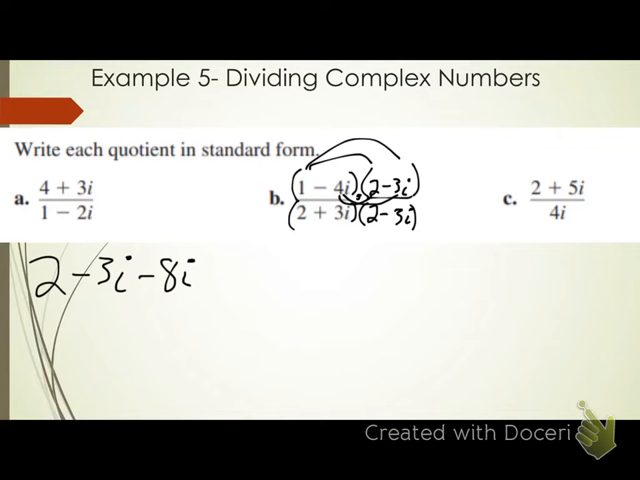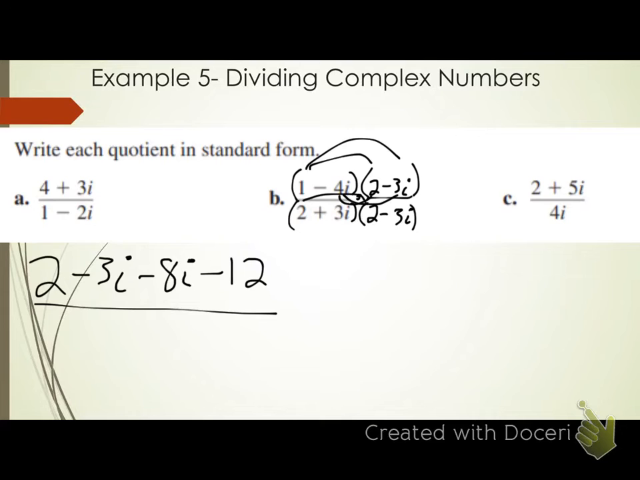And then what's i squared? Negative 1. 12 times negative 1, negative 12. I'm okay if you skip writing down the negative 1 for i squared. Is everyone okay with me doing that? Negative 4i times negative 3i gave me positive 12i squared. i squared is negative 1, so 12 times negative 1 is negative 12. Okay with that? Okay.